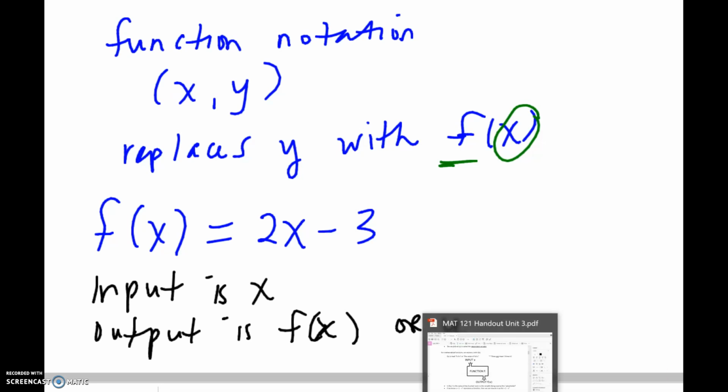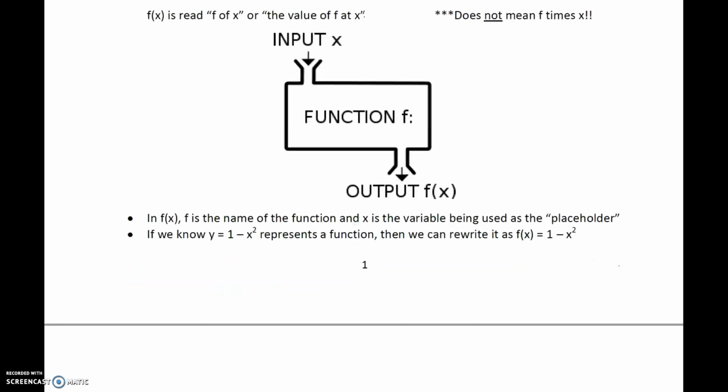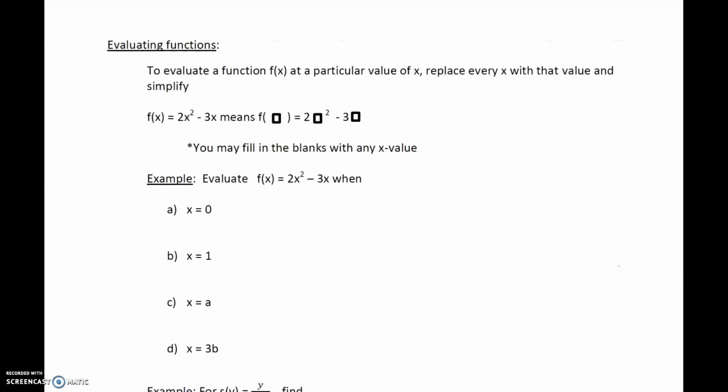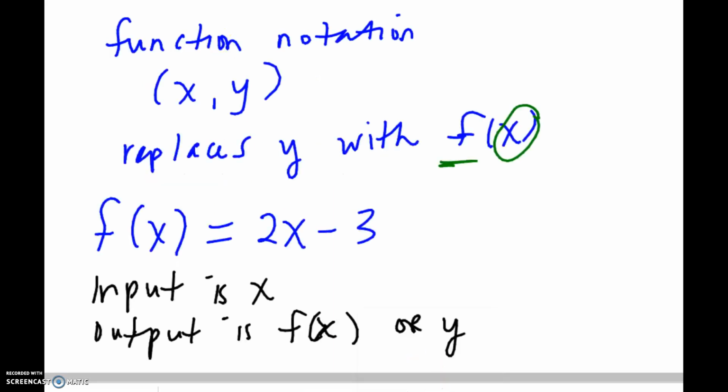Let's go back to our notes and see what is the next topic. It's evaluating functions. So I'm going to rewrite this on the whiteboard that we just had. F of x equals 2x squared minus 3x, and we want to evaluate it for these given values. I'm going to toggle back and forth between these screens and try to do it before the time runs out so that I can make a series of videos. All right?